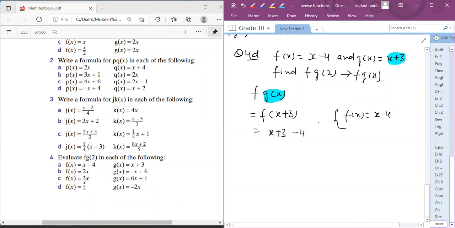Whatever is here, it will come here. Now we have x + 3 here, x + 3 here, then minus 4. I have written minus 4. So this is x and negative 1, plus 3 minus 4. So this is the value of f(g(x)). Now what we have to find out? f(g(2)). So replace this x by 2. 2 minus 1. This is okay.